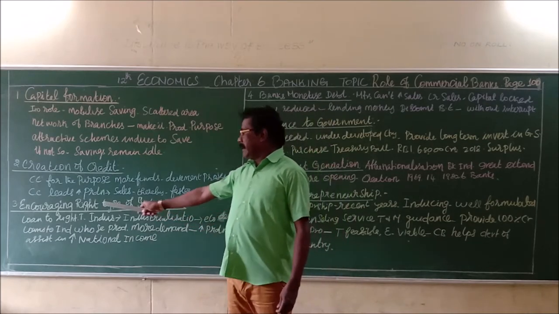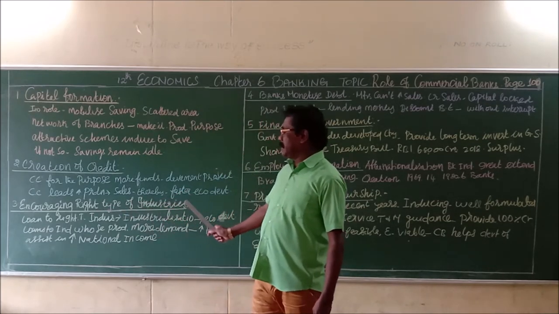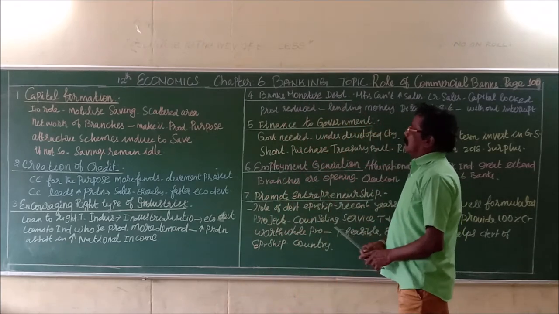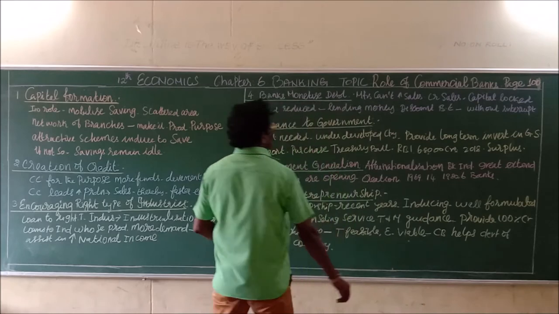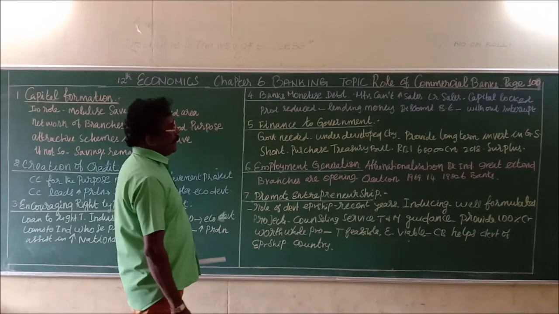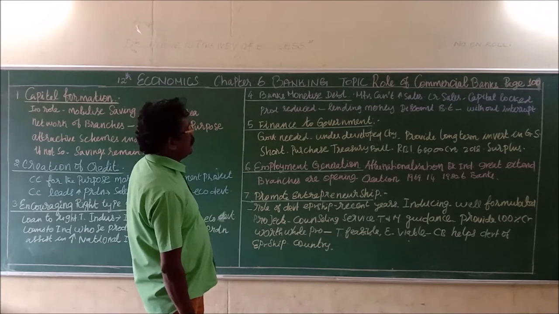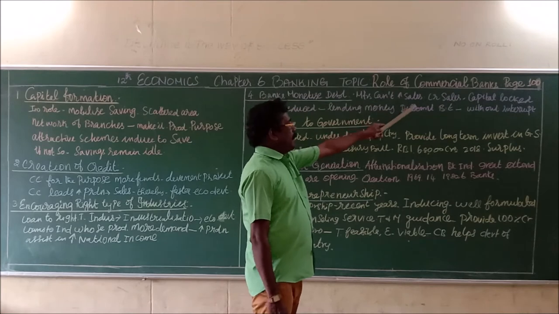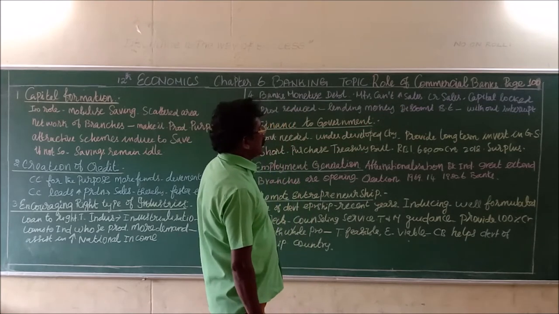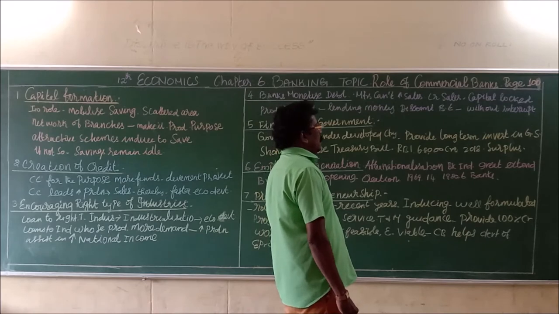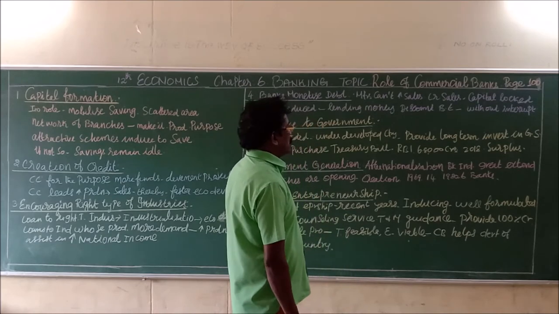So this is encouraging the right type of industries. Then banking monetizes the debt. That means manufacturers can't increase the sales without credit sales. Each and every producer can't increase the volume of sales without credit sales. So once credit sales is permitted, the amount can be received back only after a few years.